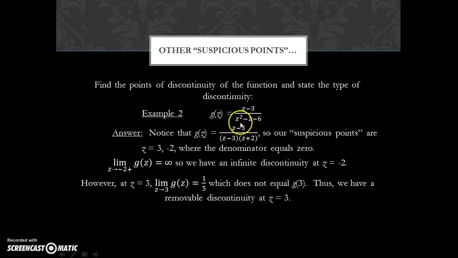At z = 3, you'll notice that the factors cancel. Because they cancel, we get a limit to exist, a numerical limit. And if you evaluate it, that limit is 1/5. g of 3, however, does not exist. So, the limit exists, the function does not, therefore we have a removable discontinuity at z = 3, also known as a hole.